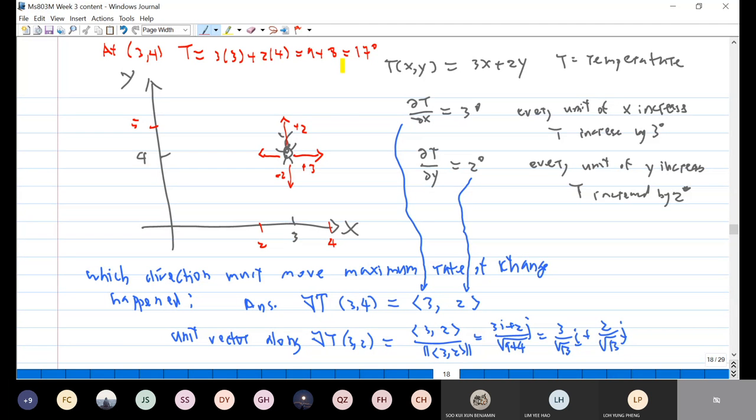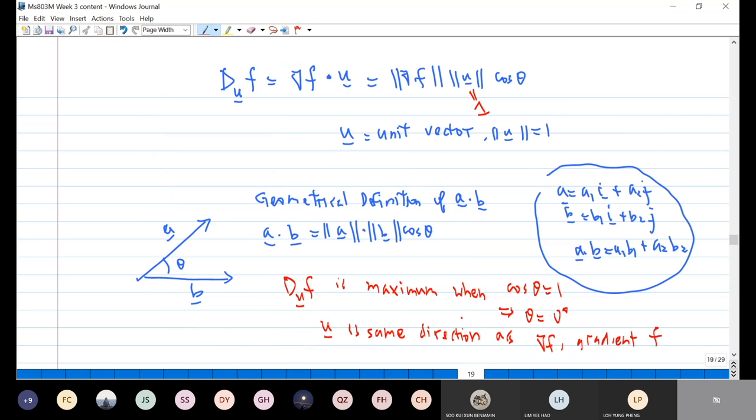How about moving in the opposite direction? If you move in the opposite direction, the temperature will decrease fastest, the fastest rate of decrease. So first of all, we found the direction of maximum rate of change. In this picture, the directional derivative is at its maximum when theta equals zero, which means u is in the same direction as the gradient. So what is the maximum rate of change now? From here, this is one thing.